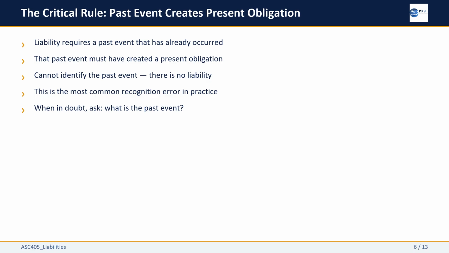Watch out for this one. It is where most recognition errors happen. The liability definition requires a past event that has already created a present obligation. That sentence is doing a lot of work. Before you record any liability, ask yourself: what is the specific past event that triggered this? If you cannot point to a concrete past transaction or occurrence, you do not have a liability yet. This single question will save you from premature entries and from missing real obligations.